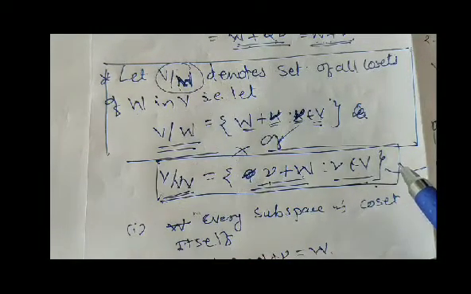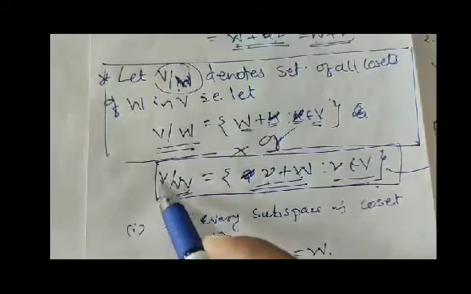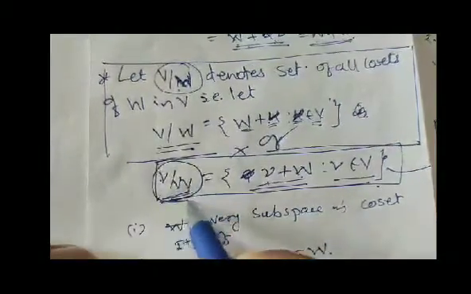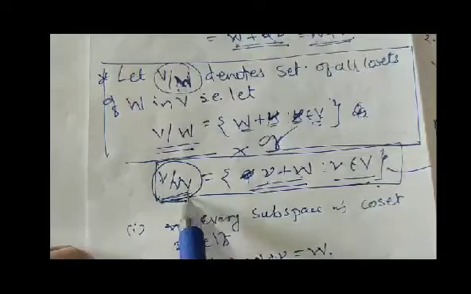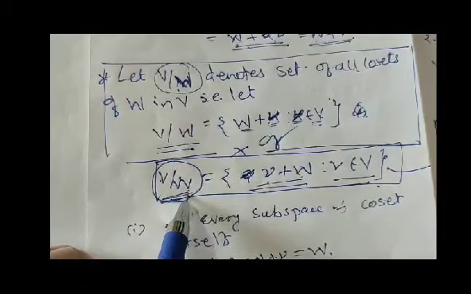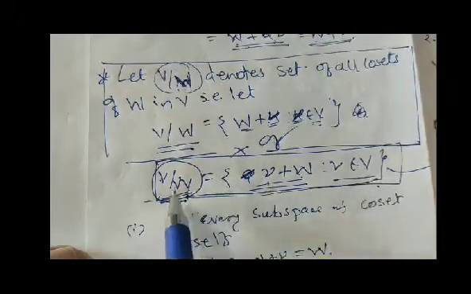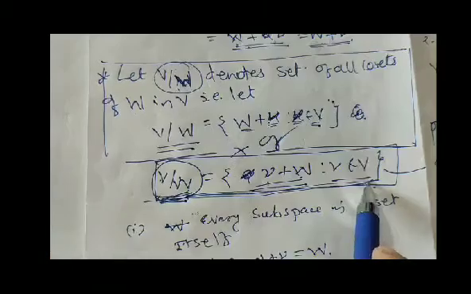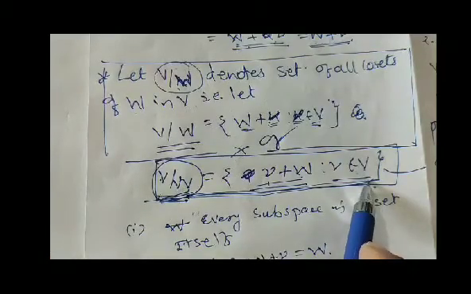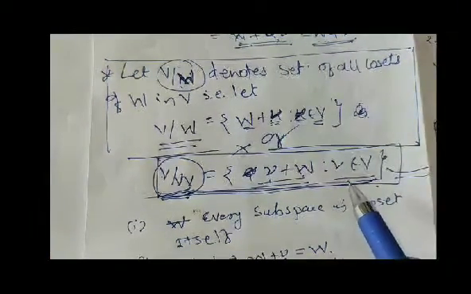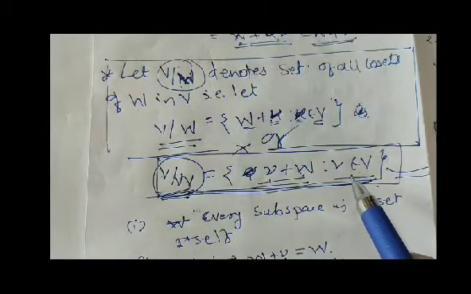So all cosets of this W in V we indicate by V by W, and this V by W is called the quotient space. We have already discussed the quotient group in group theory, so the same matter is there.